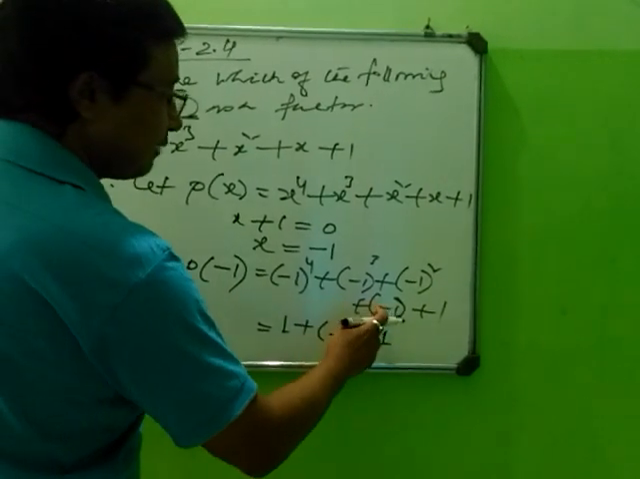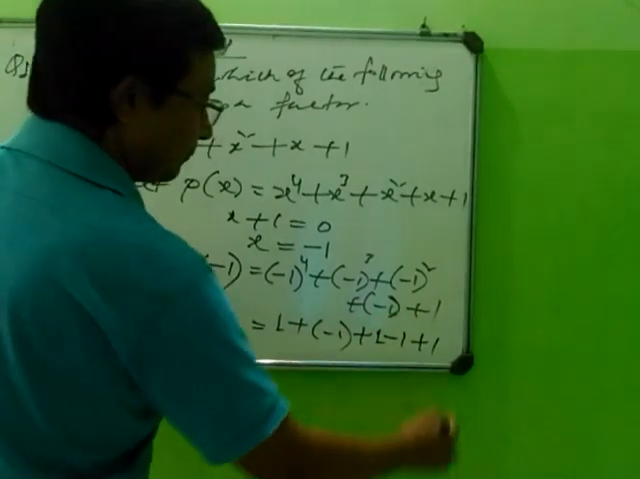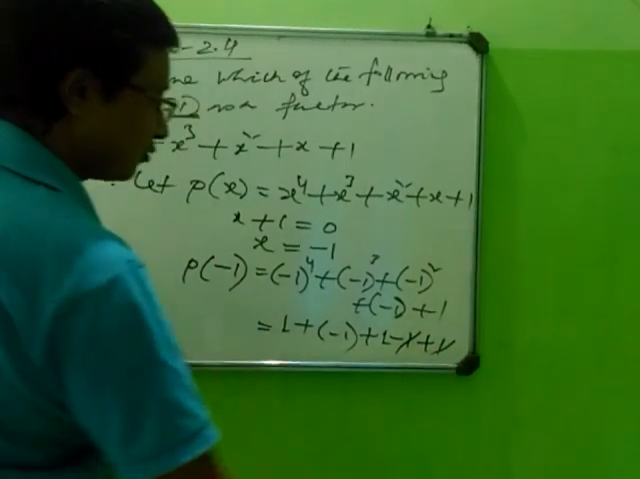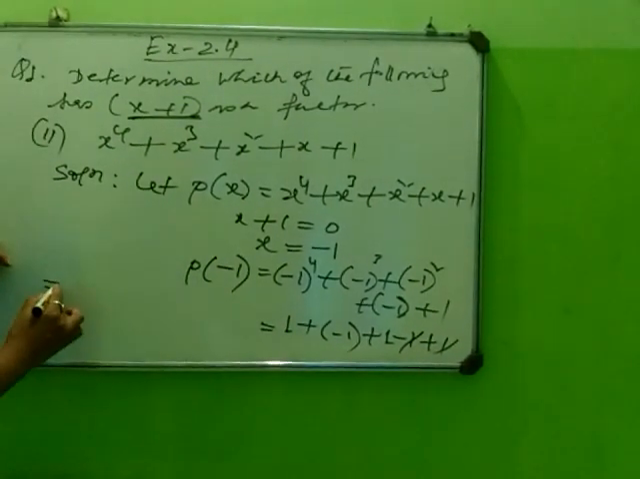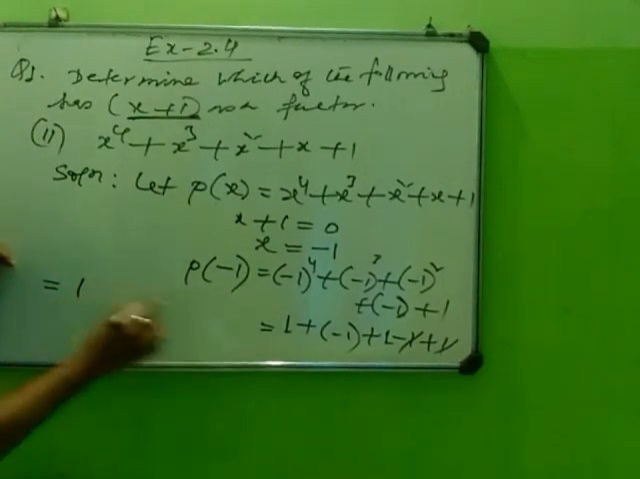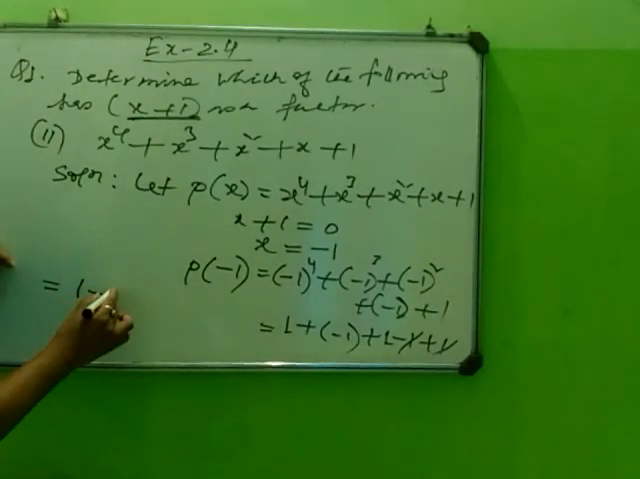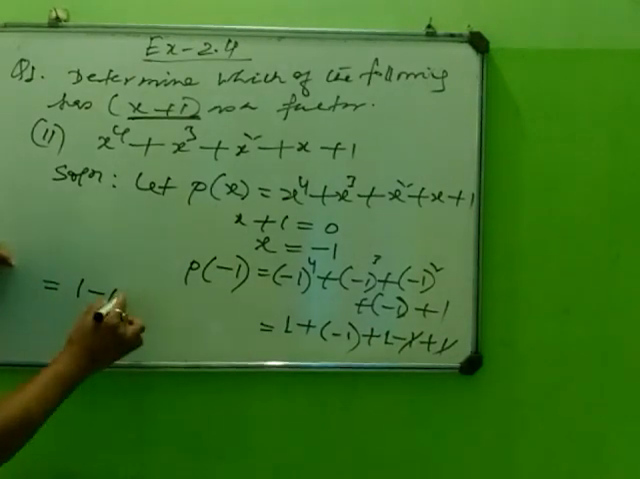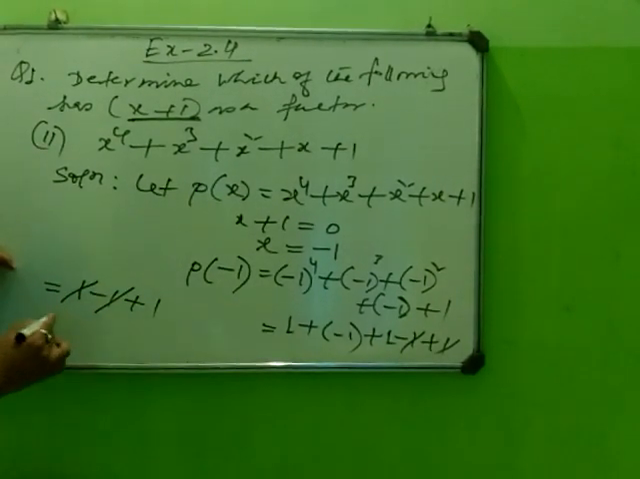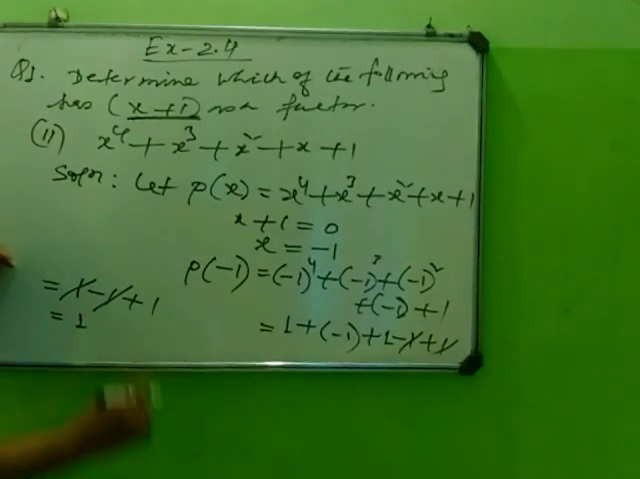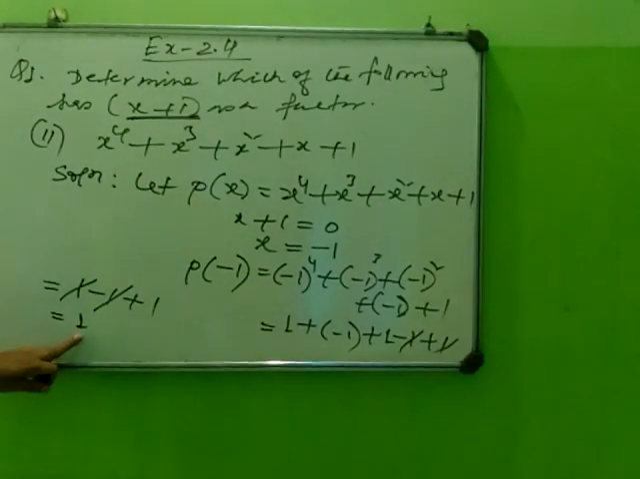Then, plus into minus, minus 1 plus 1. So, minus 1 plus 1 got cancelled. So, you got here 1 plus into minus, minus 1 plus 1 plus 1. So, plus 1 minus 1 got cancelled. You got result is 1, which means this is the remainder.